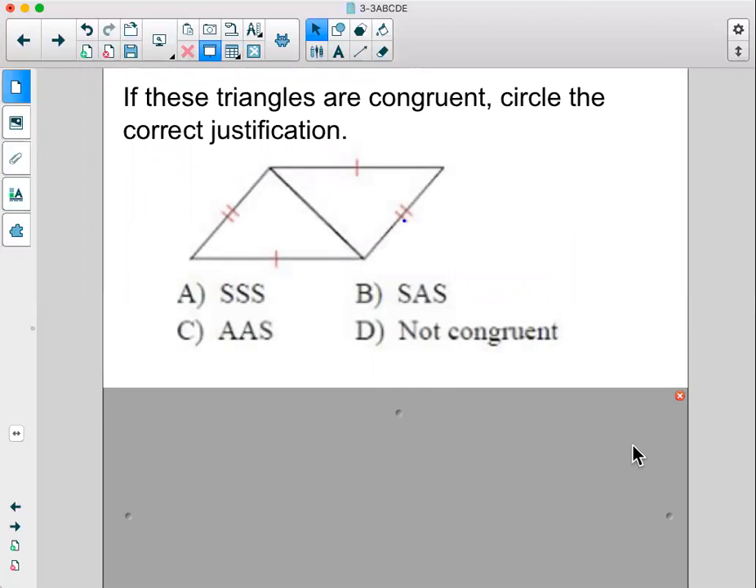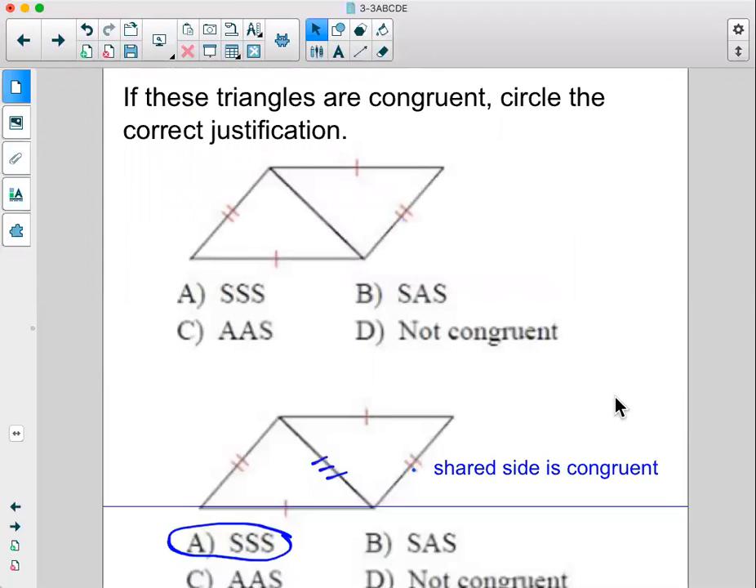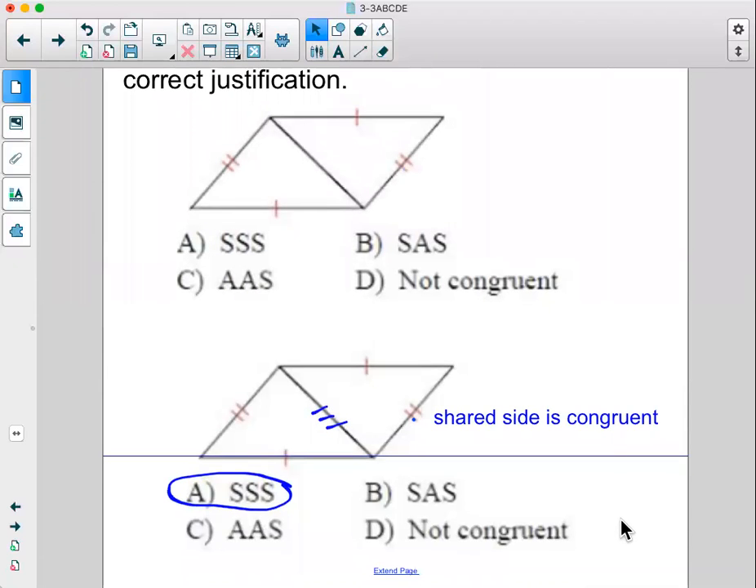Pause and answer this and then press play. In this particular problem, we see that 2 sides are given and the third side is shared, and so we can prove these triangles are congruent by side, side, side.